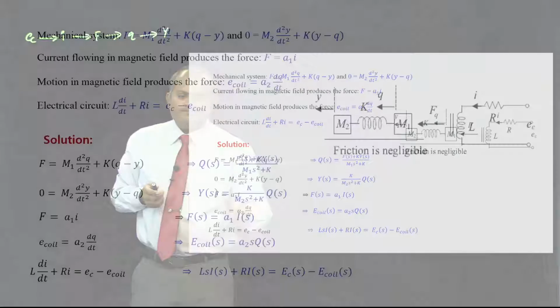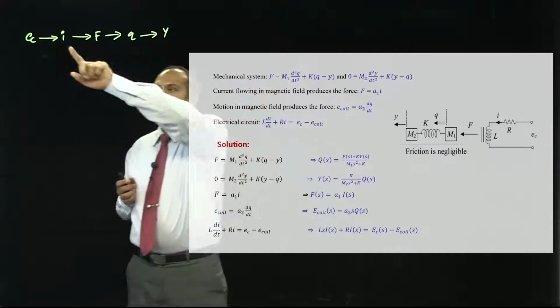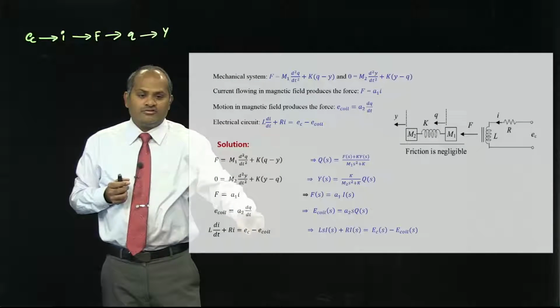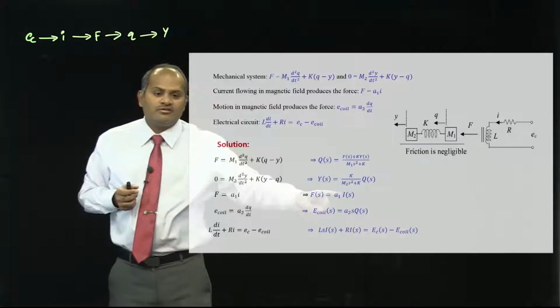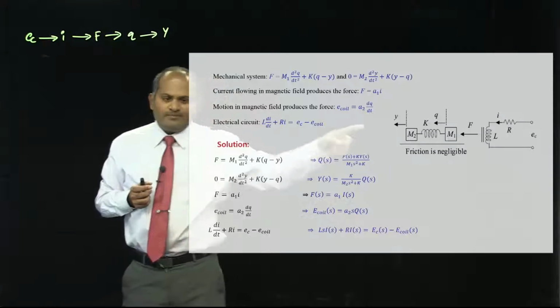Now, the third one, F is equal to A1 into I. That implies here current produces force. If you go back to the diagram, current produces force. So, you can write output is force, input is current, A1 into I. So, these three equations are easy.